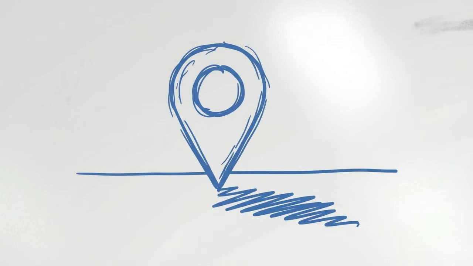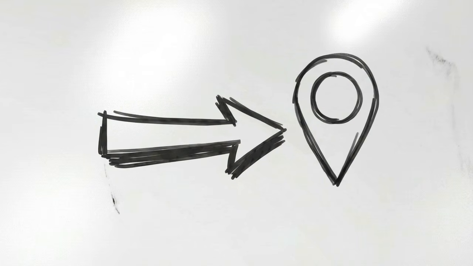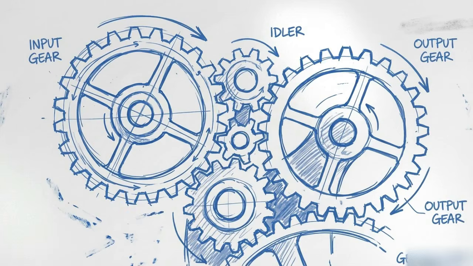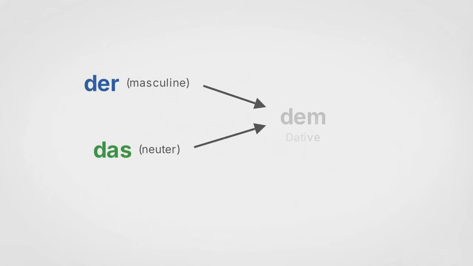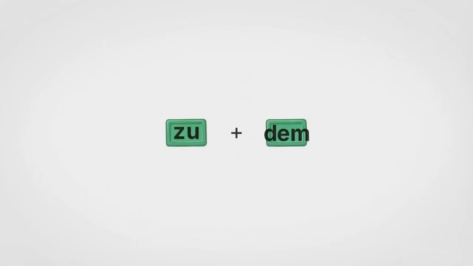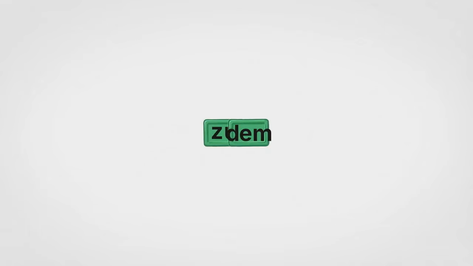Step 1 of our formula is identifying your destination. To say "to the" in German when you are heading somewhere, we use the preposition zu. The preposition zu always forces the noun that follows it into the dative case. Look at this visual equation. Masculine nouns use der and neuter nouns use das. In the dative case, both change to dem. When we combine zu and dem, they merge into a single word, zum.